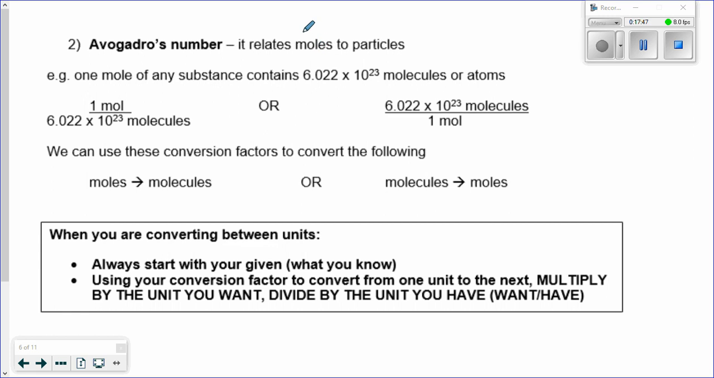So this is relating the number of moles to the number of particles within it. This you'll see a little bit less often, but it can still come up. So 1 mole of any substance contains 6.022 times 10 to the power of 23 molecules, atoms. You could also see particles, formula units.